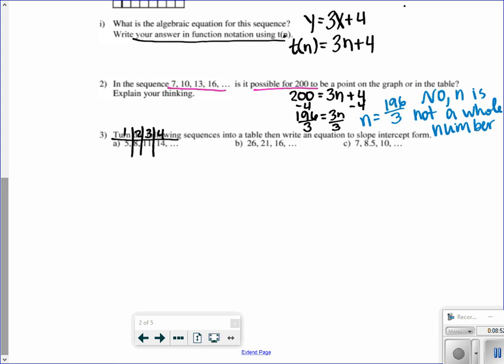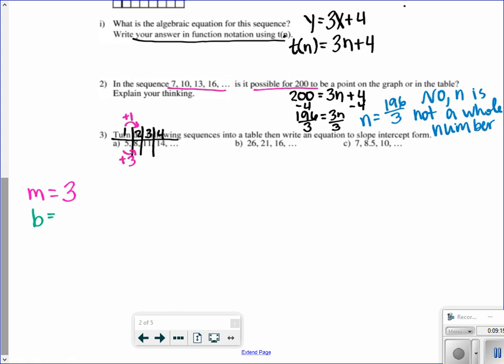Slope and y-intercept. So for the slope, change in y. How do you get from 5 to 8? Adding 3 as x goes up 1. So what would the slope be? 3 over 1, so 3. Good. And then the y-intercept.